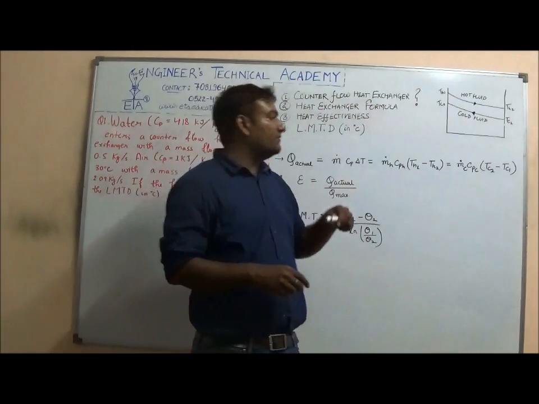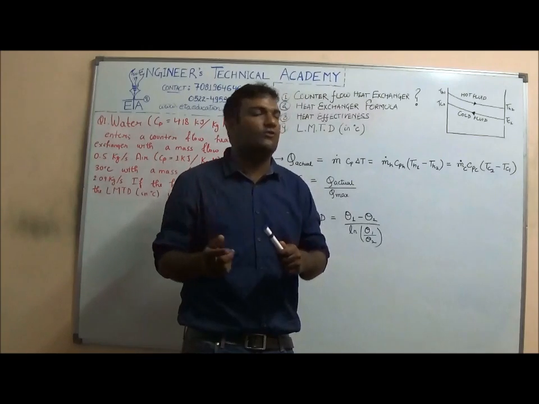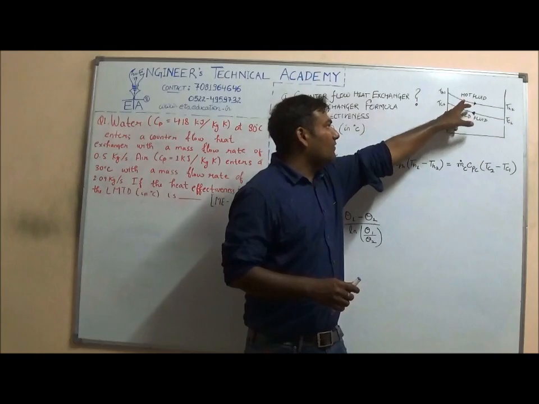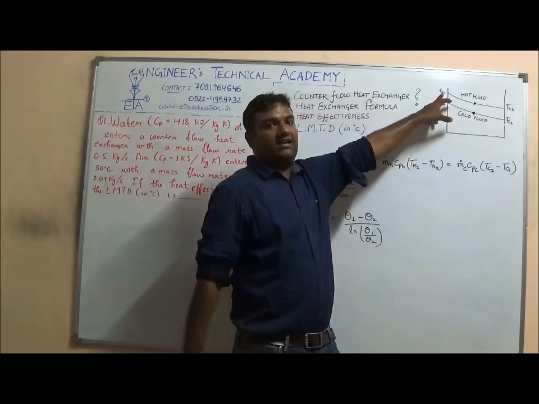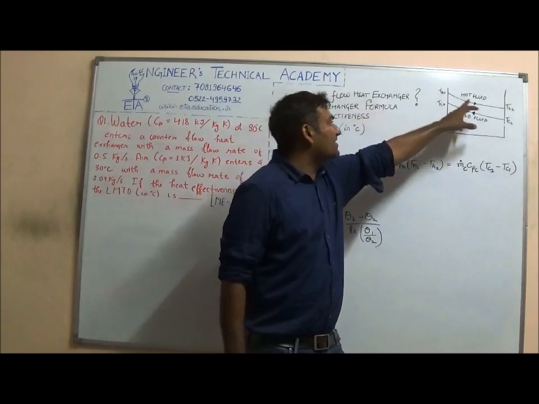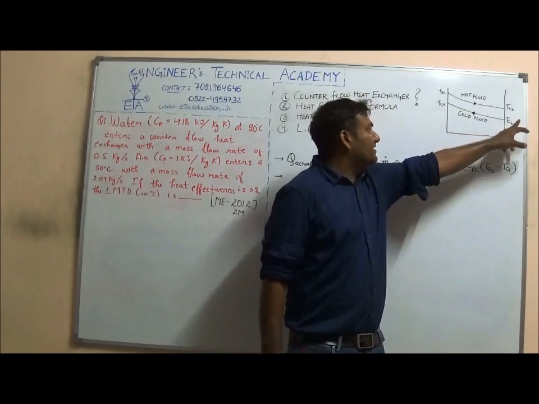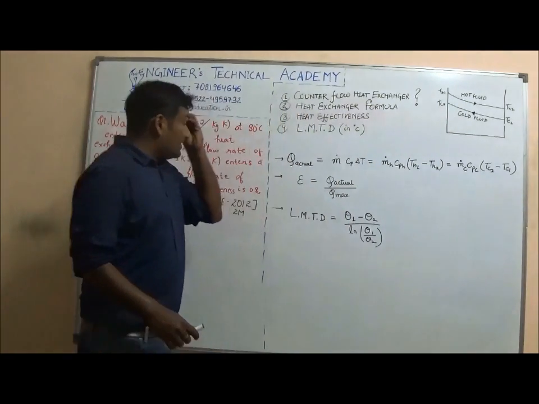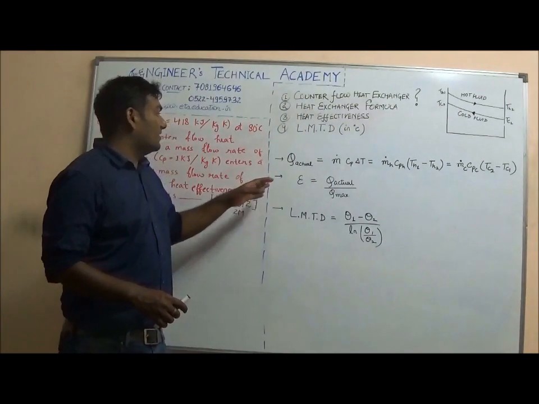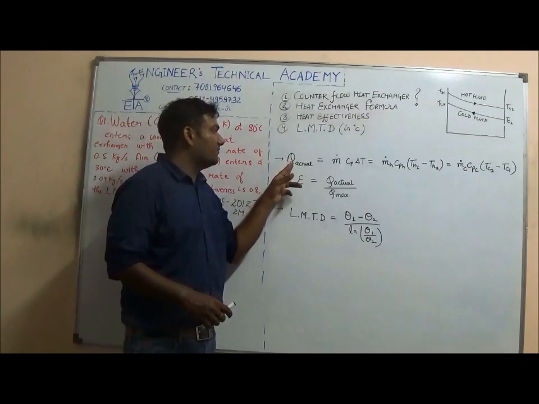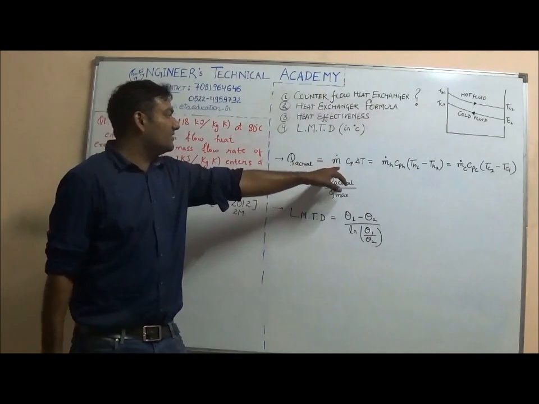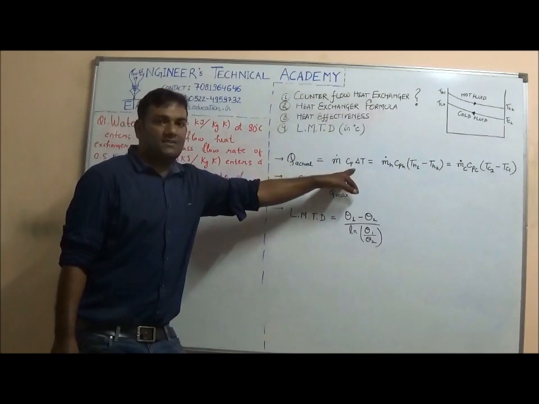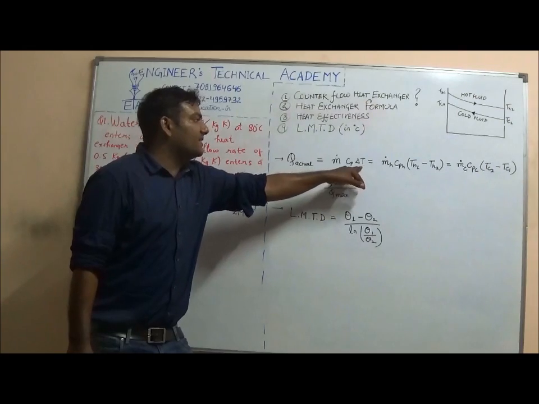One of the fluids is the hot fluid and the other is the cold fluid. You can see more clearly in this diagram: hot fluid and cold fluid. This is the hot fluid inlet temperature, and this is the hot fluid exit temperature. This is the cold fluid inlet temperature, and this is the cold fluid exit temperature. Then there are some heat exchanger formulas we should focus on. This is Q actual, the heat transfer, which is given as m dot Cp delta T. M dot is mass flow rate, Cp is specific heat of the fluid, and delta T is the temperature difference.